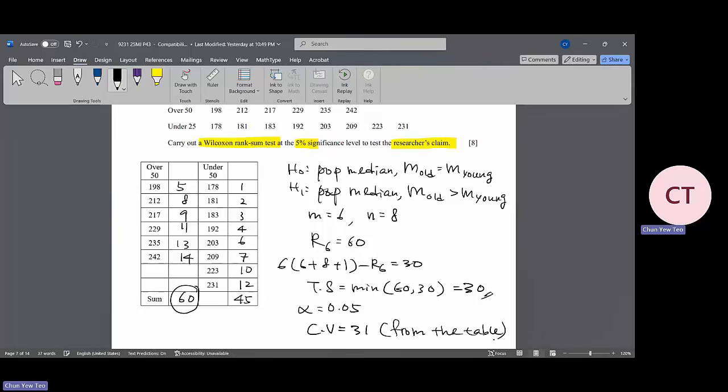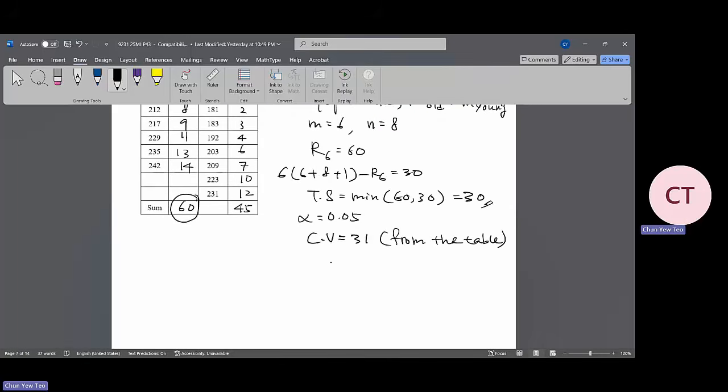You compare your test statistic to the critical value. If your test statistic is less than the critical value, this is the Wilcoxon test, so the sign will be opposite to the usual one. Less than, then reject. The sign is opposite compared to the t-test and chi-square test. So reject H0.